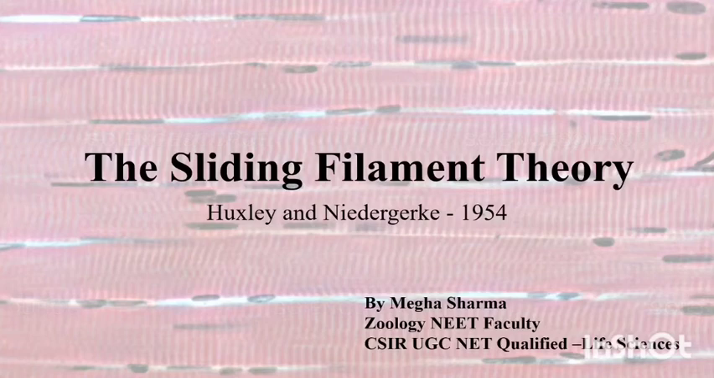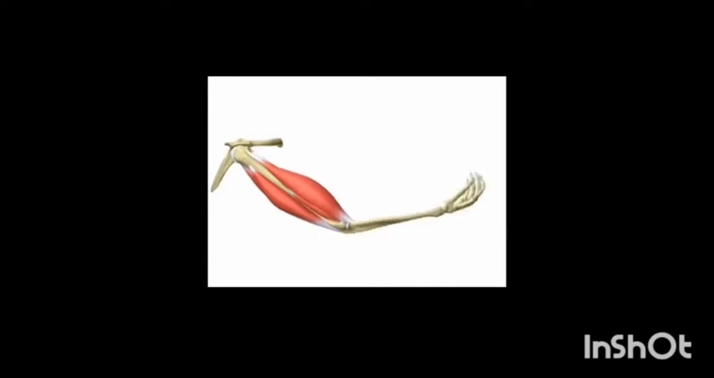Hello everyone. So today we are going to study a very interesting topic, that is the sliding filament theory, which tells us about how our muscles actually contract and relax. Now in this image you can see that a hand is going towards its shoulders and then coming back. So what actually is it? Now this is known as flexion.